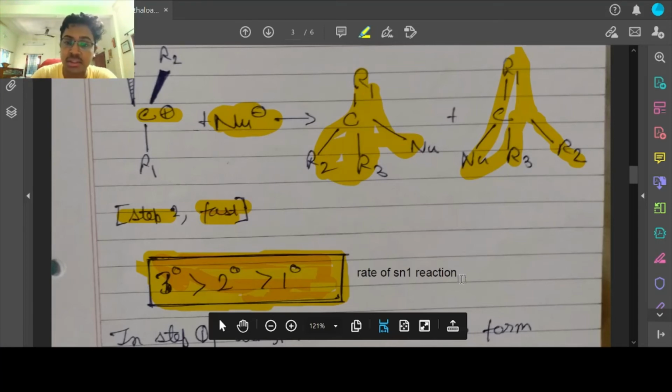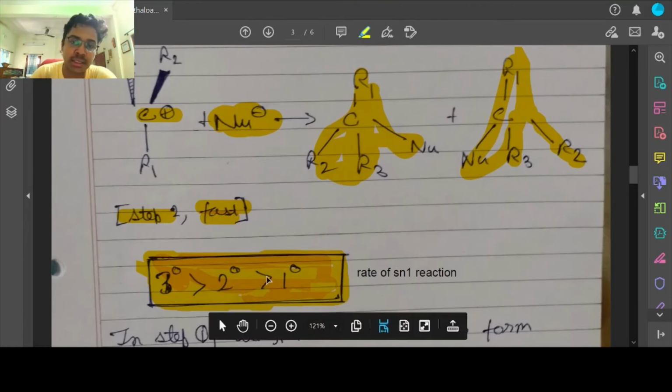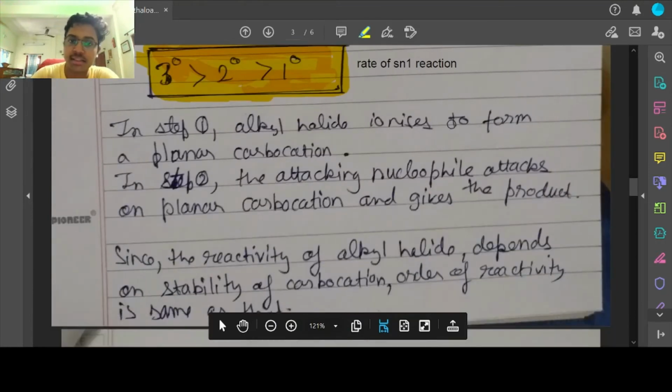Note, this is not for SN2. This is not for any other reaction. This is only for SN1 reaction. So the rate of SN1 reaction: 3 degree carbocation greater than 2 degree carbocation greater than 1 degree carbocation. This is the thing that I just explained to you in words.